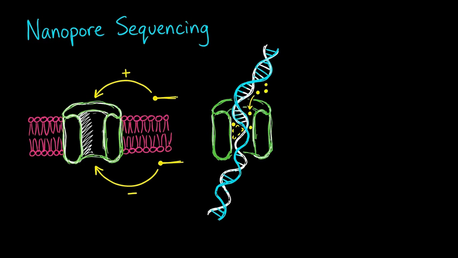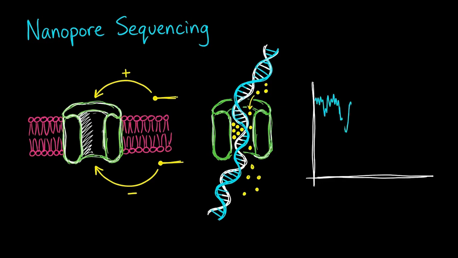As short stretches of DNA occupy the narrow region of the pore, they partially block ion flow. Different sequences perturb the current in different ways. The measured current trace is translated into base calls using computational models. Here, the chemical identity of DNA is inferred from its effect on an electrochemical signal.